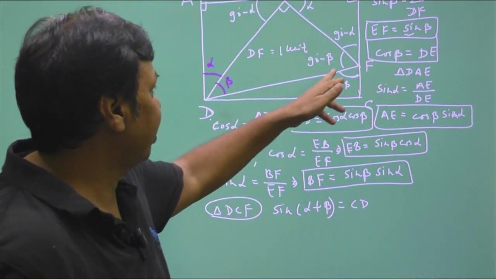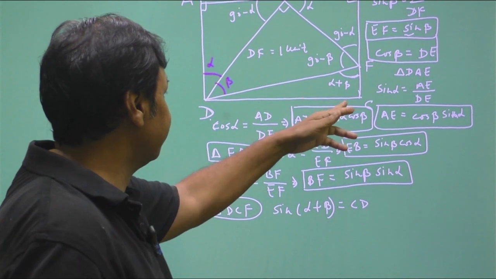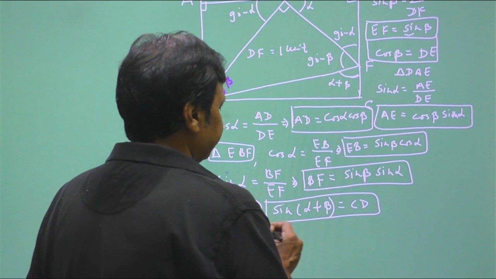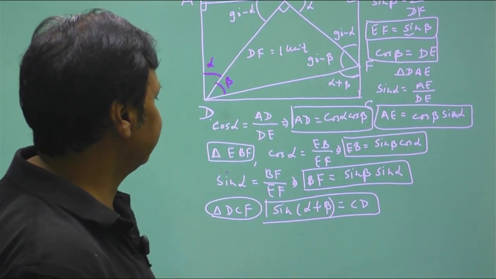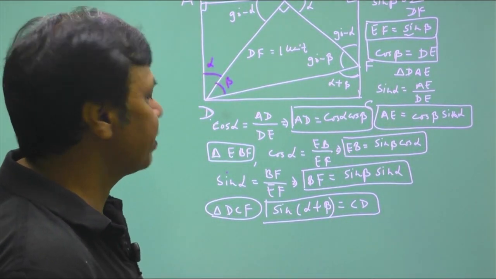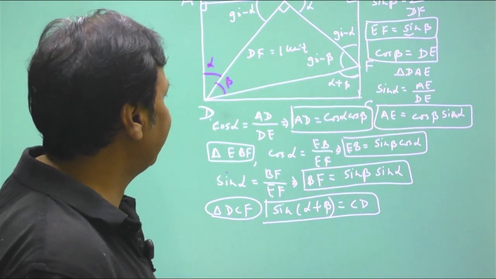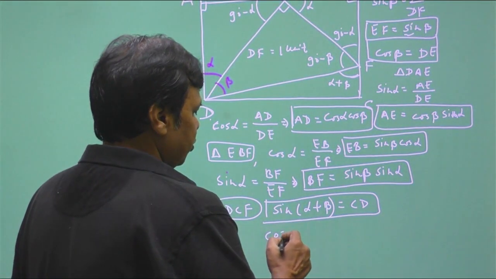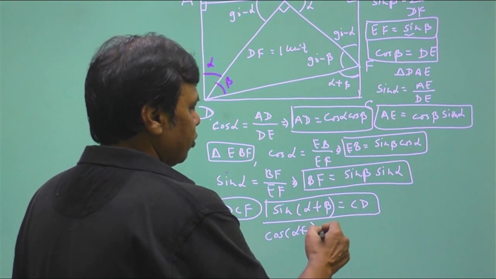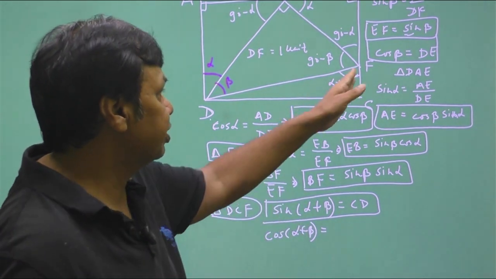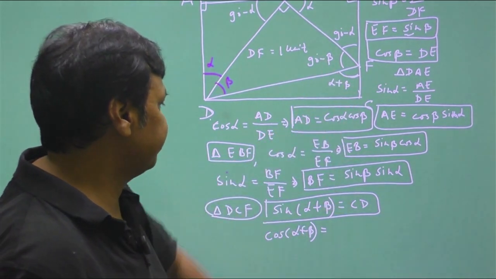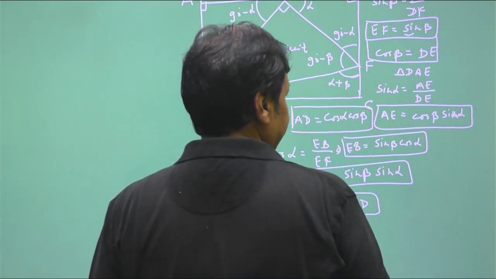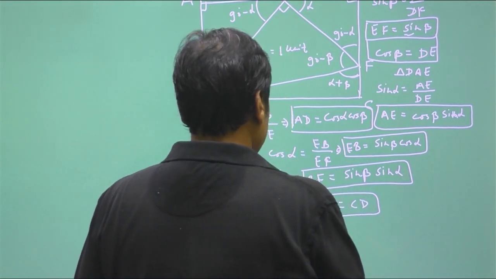So sine alpha plus beta will be CD upon DF. So CD, welcome to our next finding, CD equals sine alpha plus beta. Fine. Now find cos alpha plus beta. And cos alpha plus beta is base, that is FC or CF, upon DF. DF is equal to 1. So CF or FC will be cos alpha plus beta.